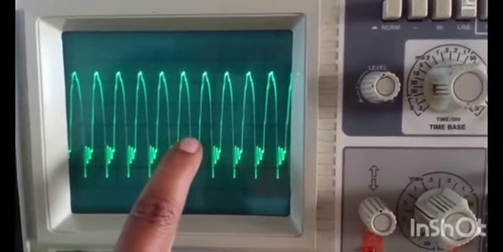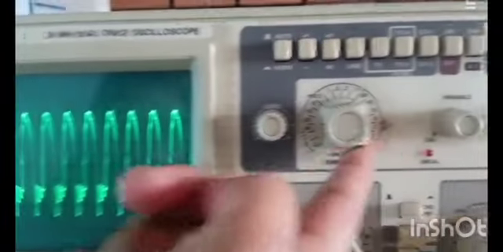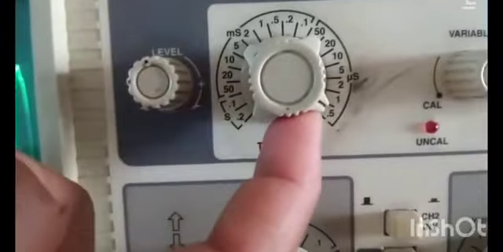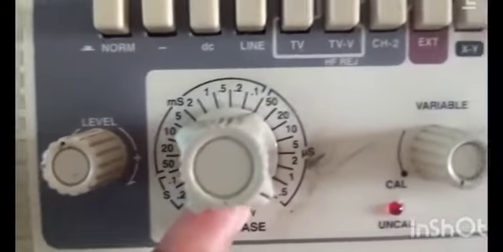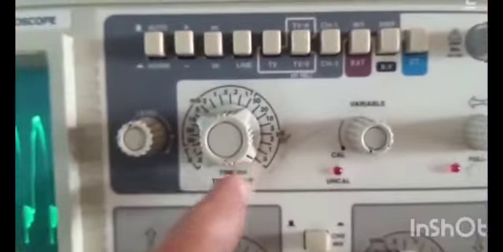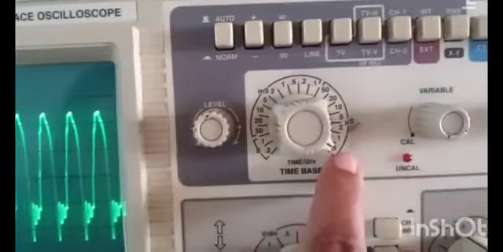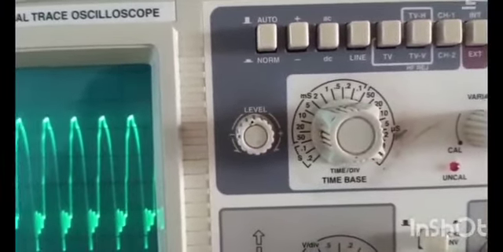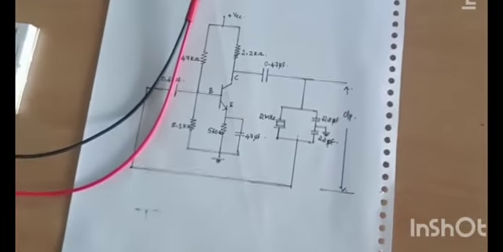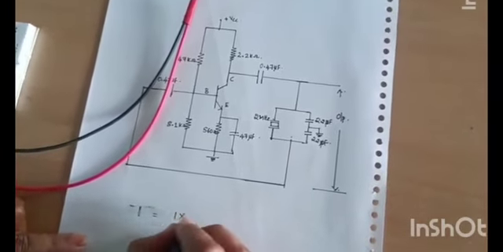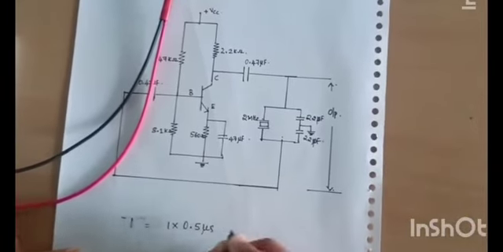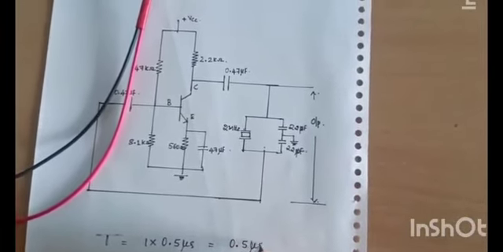I also need to multiply this with the time per division. What is the time per division? You need to check where this black colored notch is pointing. Here it is pointing to 0.5, and the unit is microsecond, so it is 0.5 microsecond. Here the box is 1 and the time is 0.5 microsecond, so it is 1 into 0.5 microsecond. So the time taken to complete one cycle is 1 into 0.5 microsecond, that is 0.5 microsecond.